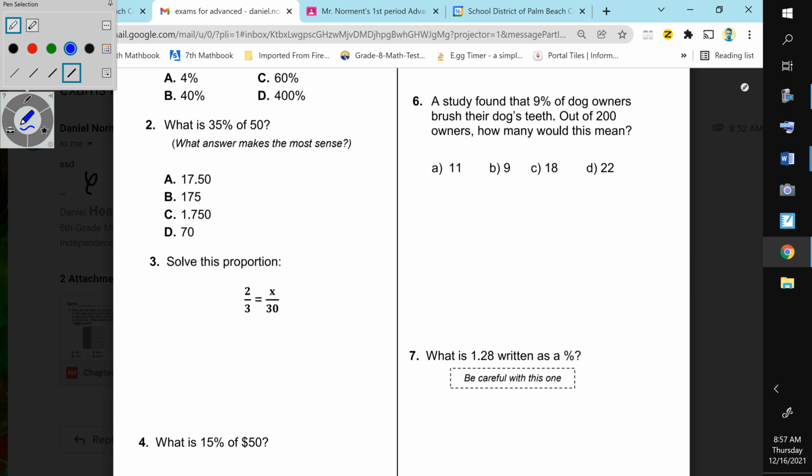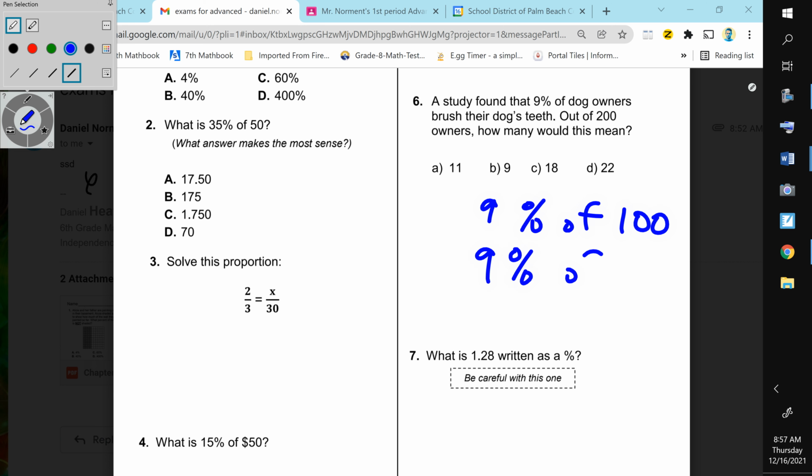If not, you guys can actually use logic and figure this one out on your own. And what I mean by that is, you know 9% of 100. You know what that equals. So, just do it twice. Okay? Remember, these two add up to be 200. So what do these two add up to be? Hope that helps.